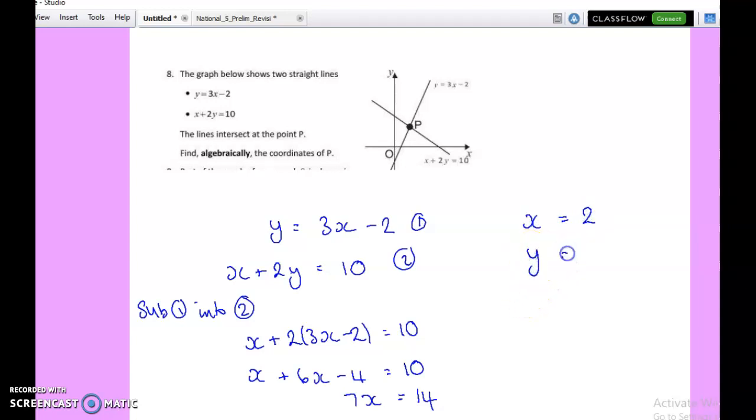I want to find y as well. So y is 3x minus 2. I've worked out that x is 2. So 3x minus 2 is 6 minus 2 is 4. It's asked for a coordinate point. So my point P must be the point 2, 4. Remember, a coordinate point always goes x, then y.